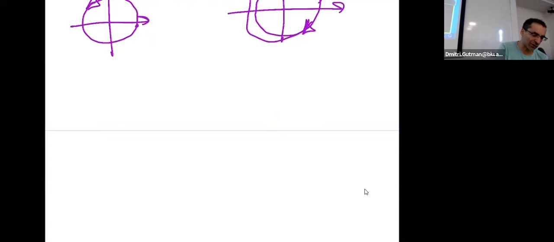So function f of z, so let's start. Function f of z is equal.